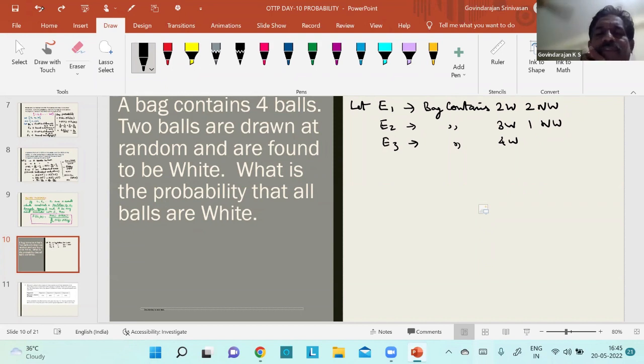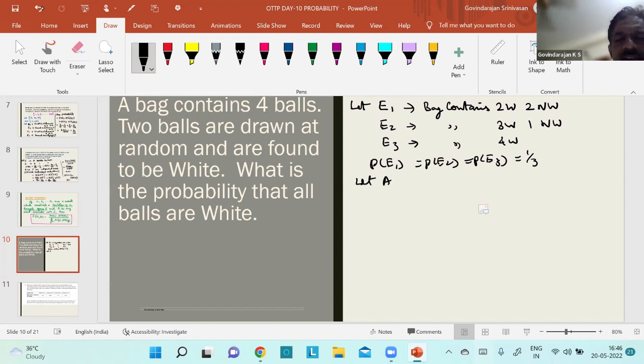These are the 3 possible cases. 3 possibilities are there, E1, E2, E3. 2 white balls and 2 not white, other colors; 3 white balls and 1 not white; and all 4 may be white balls. And therefore, choosing a bag is a random experiment only. So probability of E1 is equal to probability of E2 is equal to probability of E3 is equal to 1 by 3, because choosing any one of the bags is 1 by 3. Now, let A be the event that the 2 balls drawn are found to be white.